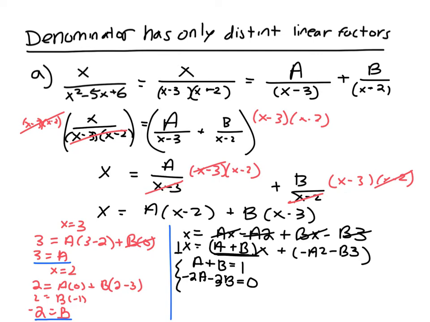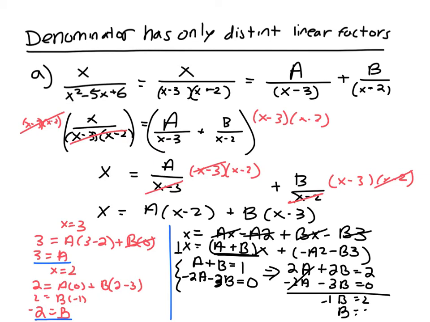So I could solve this system by using maybe the elimination method. If I were to do that, I would multiply everything on the top by 2. So I'd have 2A plus 2B equals 2, and then I'd have negative 2A minus 3B equals 0. Okay, these get eliminated, and then I end up having negative 1B equals 2, and then B equals negative 2.